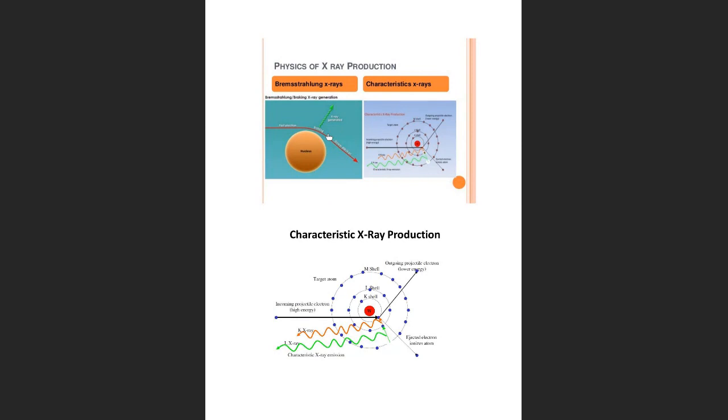Okay, so characteristic, again, we know characteristic is only going to happen at a specific level, and we know that K characteristic X-rays are the only useful characteristic X-rays for us within the diagnostic range. And so what we're talking about here is we have that incoming projectile electron hitting an inner shell electron of the target atom, so our K shell electron of the target atom, and we know it can hit an L shell. L shell has a lower binding energy, so it's easier for that one to get knocked out. So you just have to pay attention to this, but K shell's the only one that's useful to us.